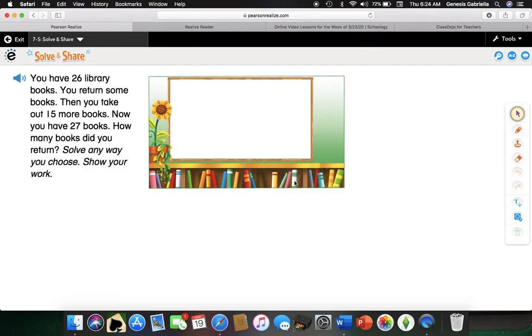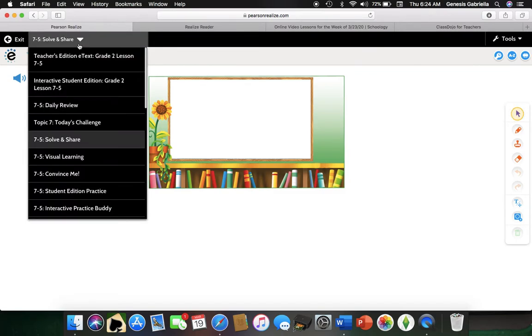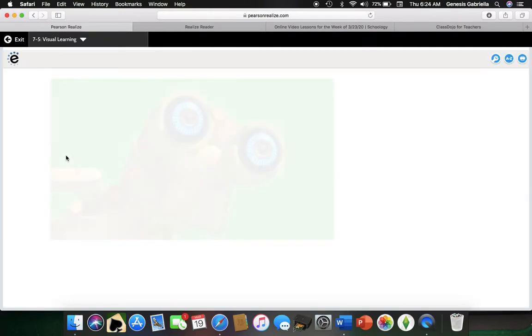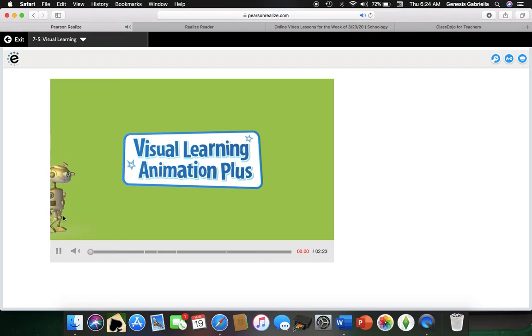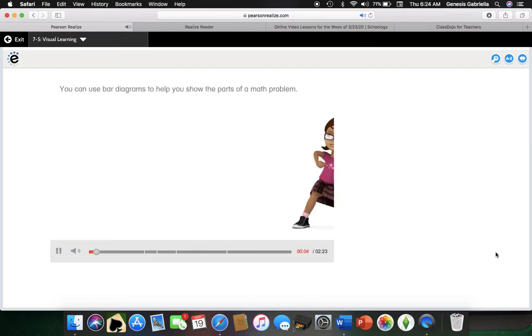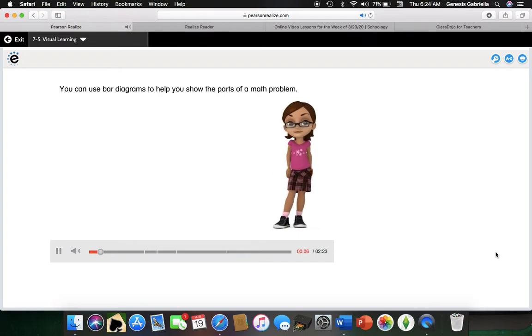Now we're going to go ahead and do our visual learning for today. If it would work. There we go. You can use bar diagrams to help you show the parts of a math problem.